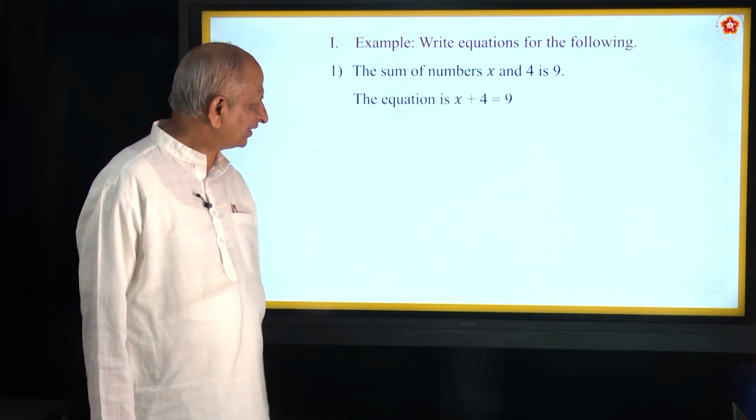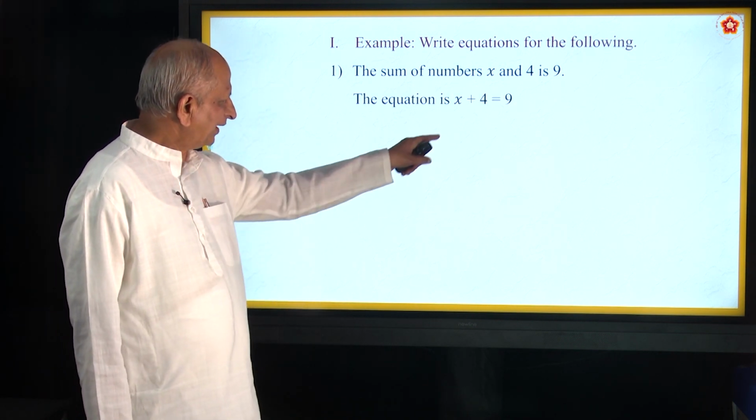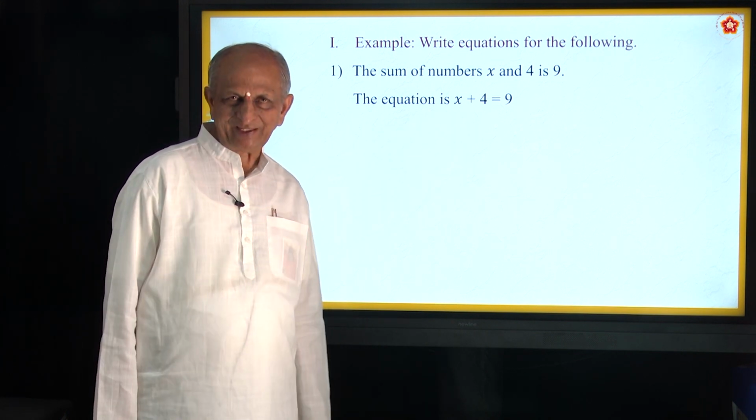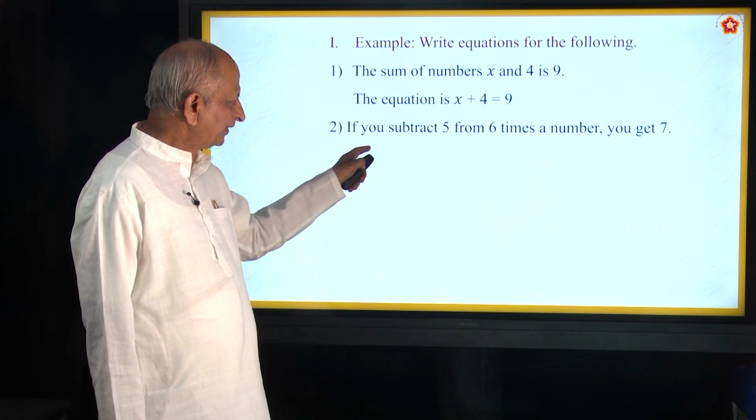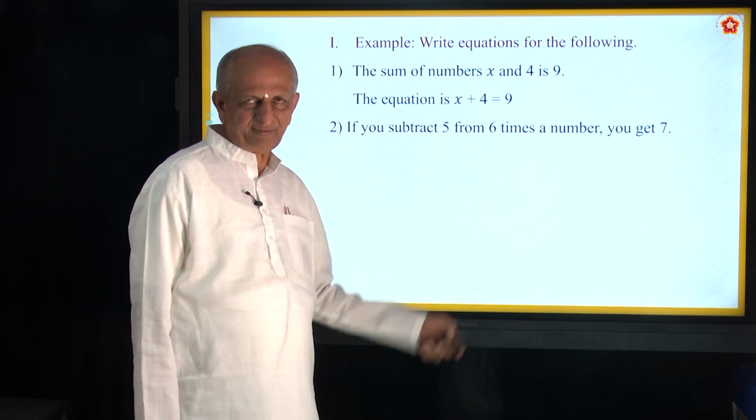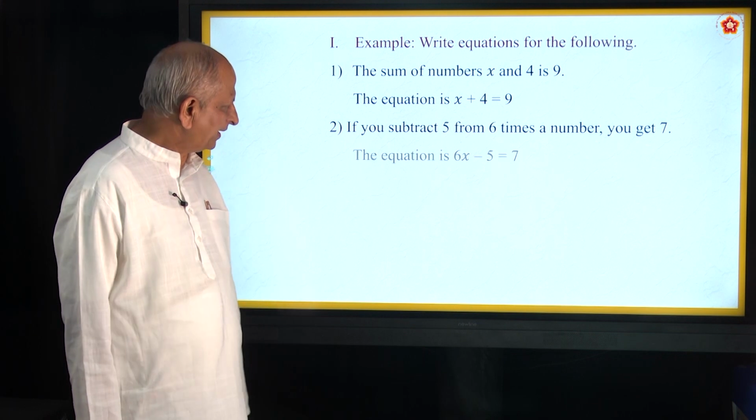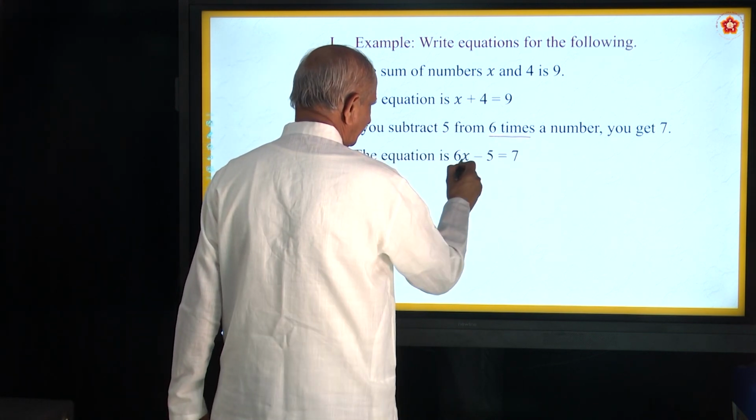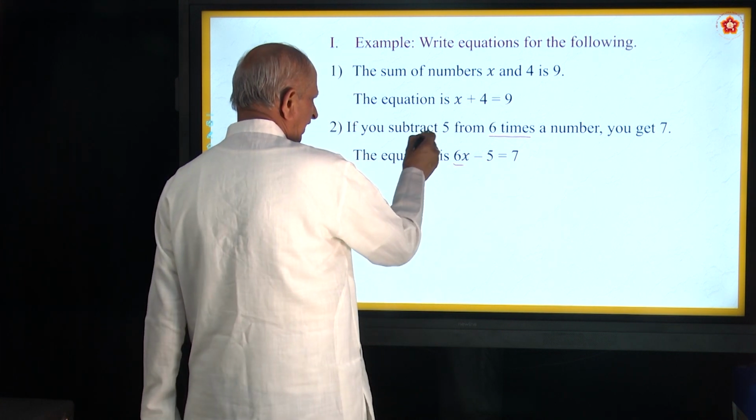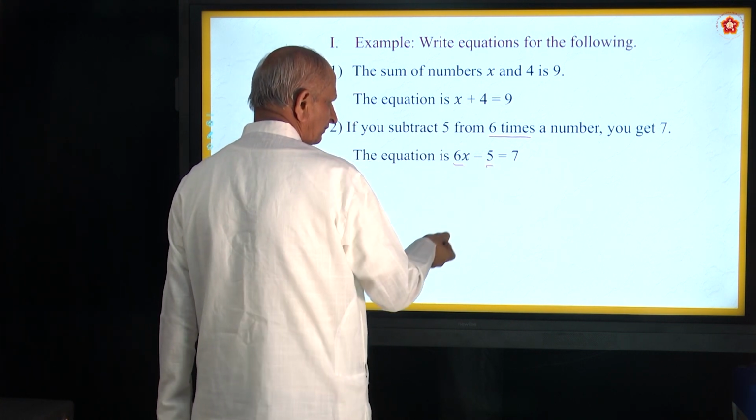How to write it? Sum means what? Add. So, x plus 4 is 9. If you subtract 5 from 6 times a number, you get 7. So, let the number be x. 6 times a number means 6x. Subtract 5 means minus 5.